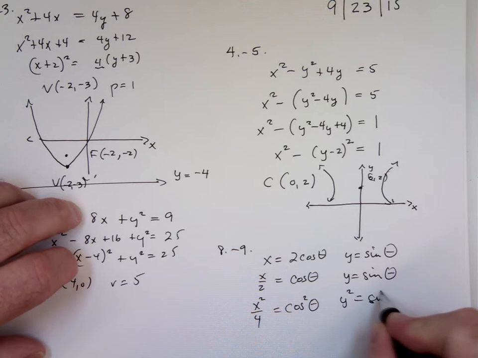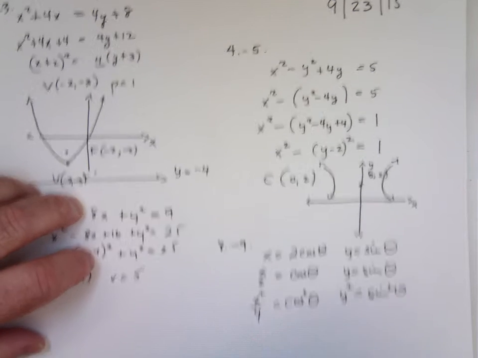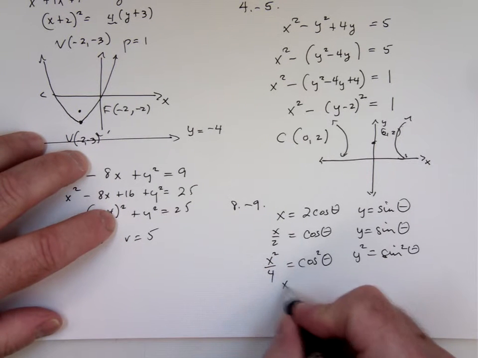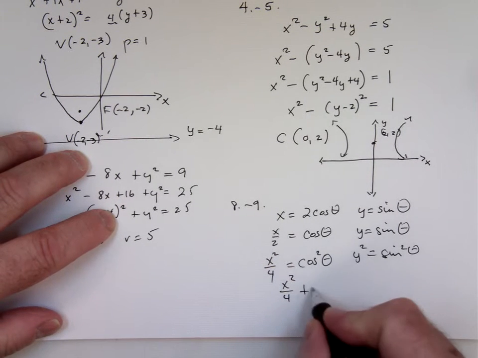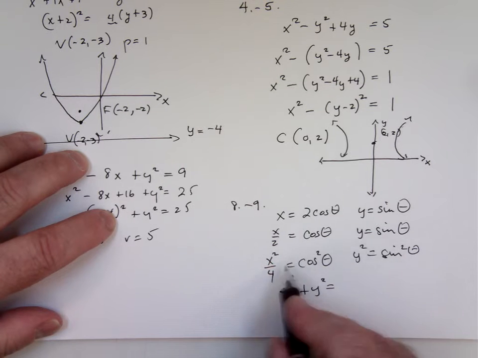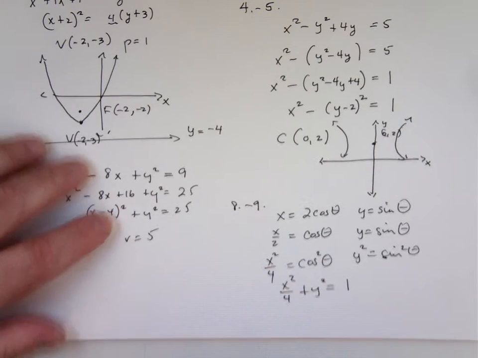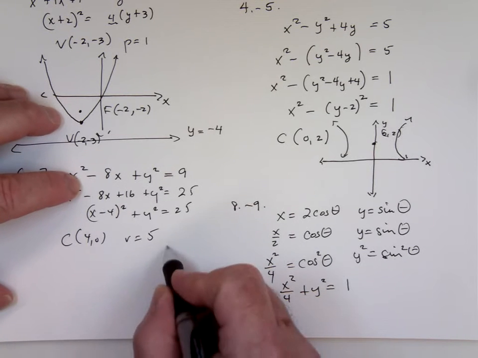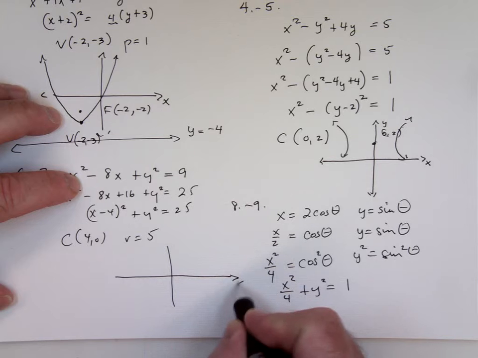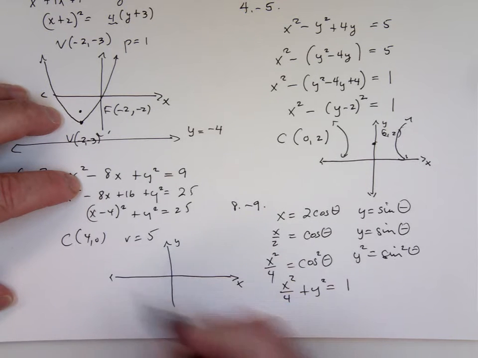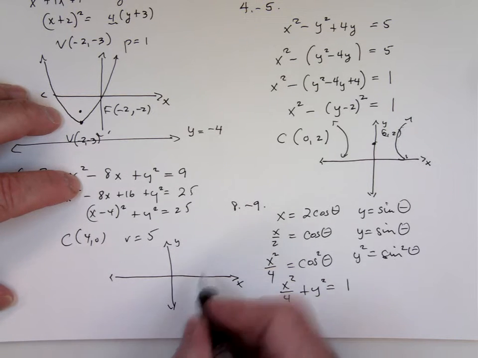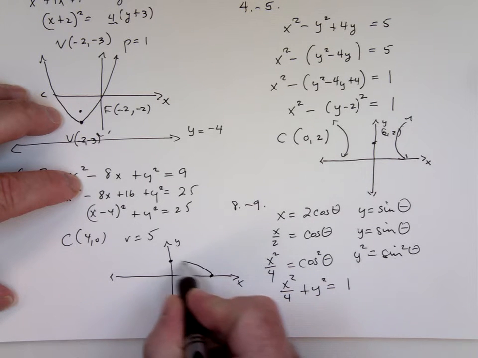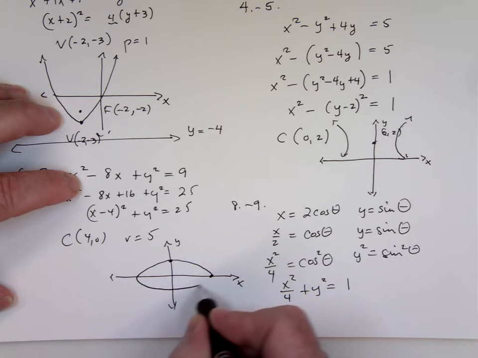I'm going to add these up so that I have x squared over 4 plus y squared equals sine squared plus cosine squared, which is 1. And what we've got here is an ellipse. Okay, so we know what it looks like. We've got an ellipse, semi-major axis of 2, minor axis of 1. So we have this. The question is, what's the orientation of this ellipse?